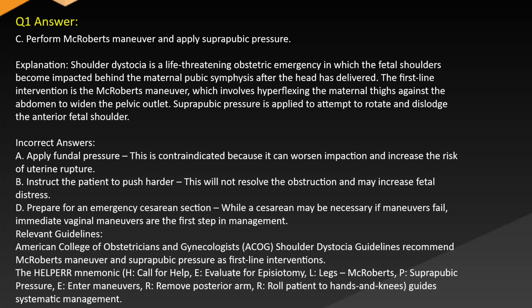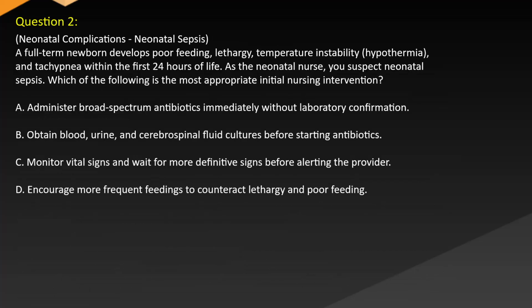Relevant guidelines. The American College of Obstetricians and Gynecologists, ACOG, shoulder dystocia guidelines recommend McRoberts maneuver and suprapubic pressure as first-line interventions. The HELPERR mnemonic: H, call for help. E, evaluate for episiotomy. L, legs, McRoberts. P, suprapubic pressure. E, enter maneuvers. R, remove posterior arm. R, roll patient to hands and knees. Guide systematic management.